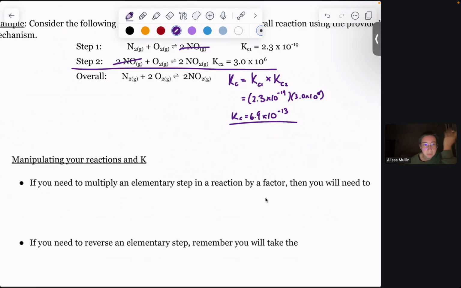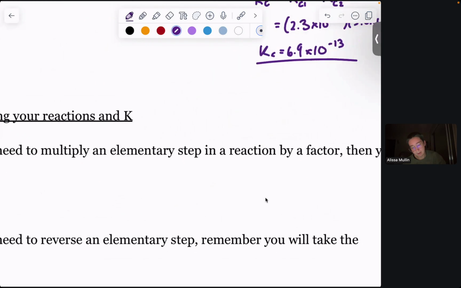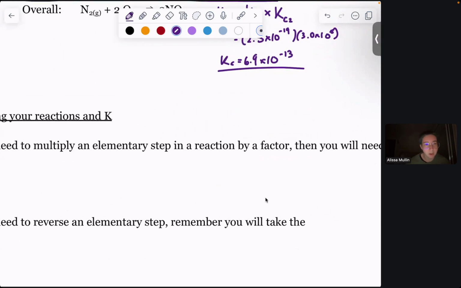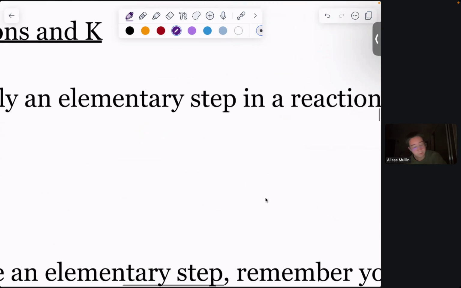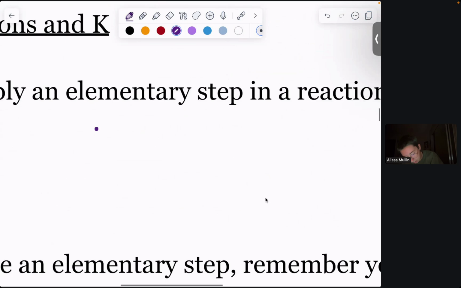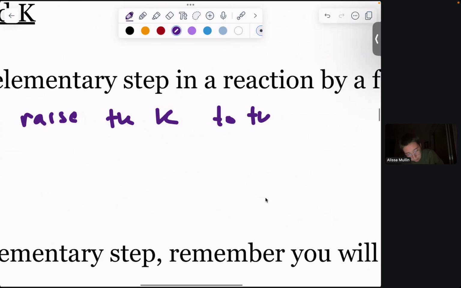Like with Hess's law, we might need to manipulate our reactions in order to make them align with our overall. So like with Hess's law, where you need to adjust your delta H if you manipulate your reaction, you also have to manipulate your K. But think about what's represented with K. If you have to multiply a step by a factor, so if you have to double everything, if now you have coefficients of 2 on everything, think about what your K expression would have: all your stuff would be squared now, right? So if you do this, you have to raise your K value to the power of the multiple.